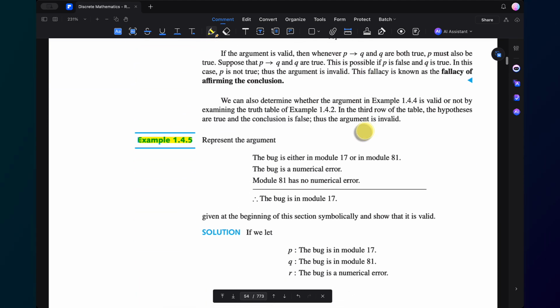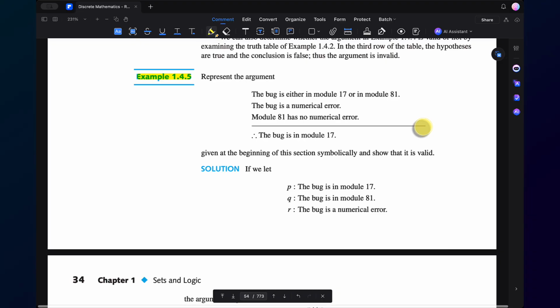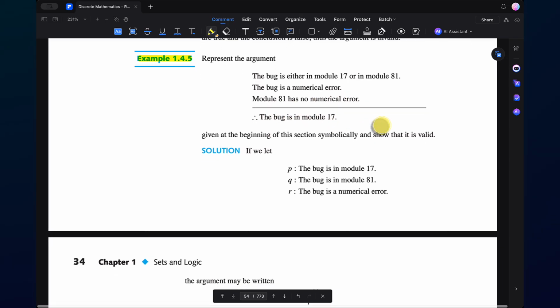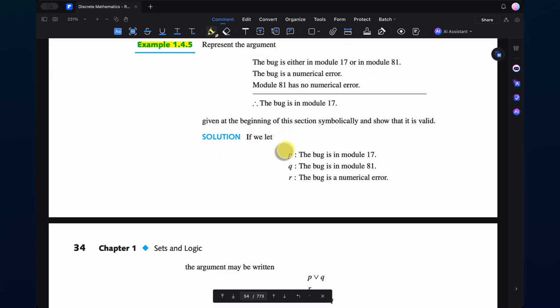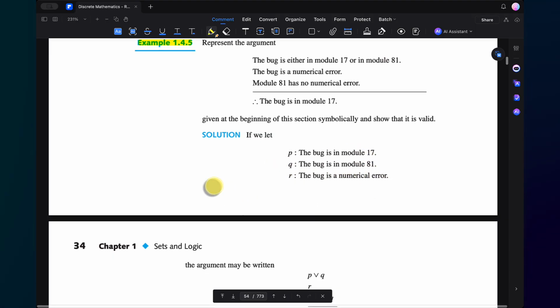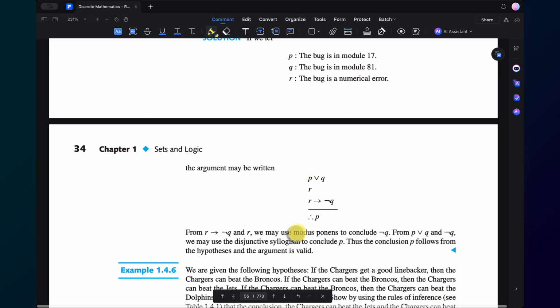Let's go through this example here. Let's represent the argument. The first proposition is that the bug is in either module 17 or in module 81. The bug is a numerical error. Module 81 has no numerical errors. Therefore, the bug is in module 17. This is the one that was given at the beginning of the section. If we let P be this statement, Q be that statement, and R be that statement, then the argument may be written in this form.